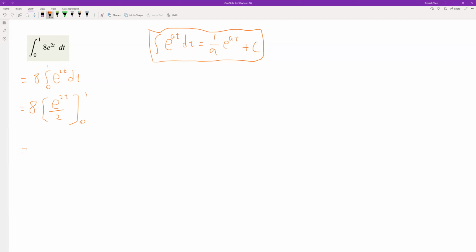Okay, so let's multiply the 8 in here. We get 4 times e to the 2t, going from 0 to 1. And 4 times e to the 2t, that is our antiderivative. This whole thing is our capital F of t. And all we need to do is evaluate it using the fundamental theorem of calculus, which is capital F of 1 minus capital F of 0. When we plug in 1, we get 4 times e to the power of 2 minus 4 times e to the power of 0.